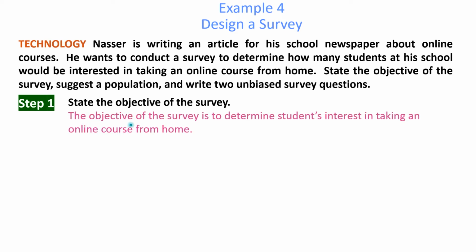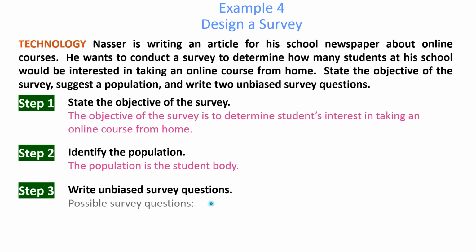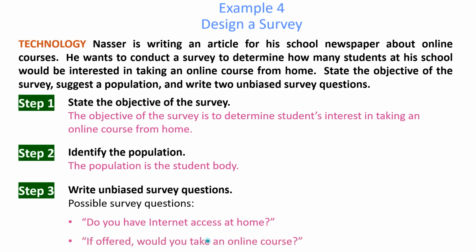Now for step 1, we want to state the objective of the survey. So the objective of the survey is to determine students' interest in taking an online course from home. Step 2, we want to identify the population. So the population is the student body. Step 3, we want to write unbiased survey questions. So one possible survey question could be, do you have internet access at home? Another one could be, if offered, would you take an online course?